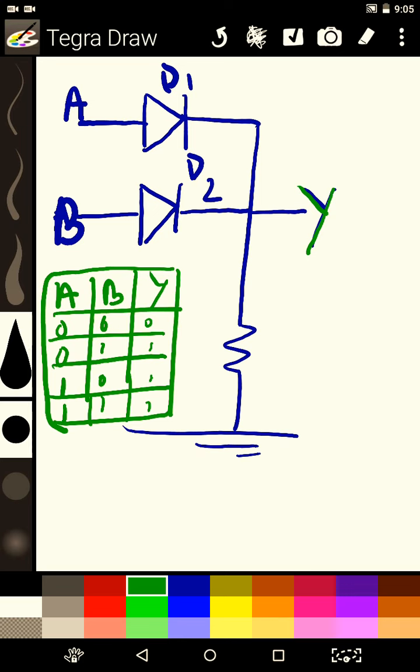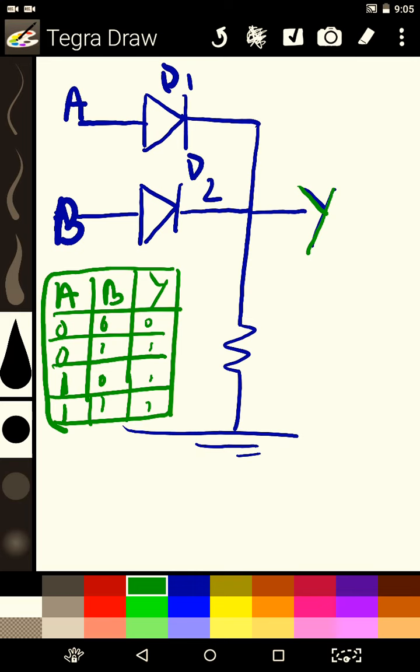Third case, when the input is 1 and 0, that means A equal to 1 and B equal to 0. In that case, we are applying a higher voltage to the A terminal and a lower voltage to the B terminal.